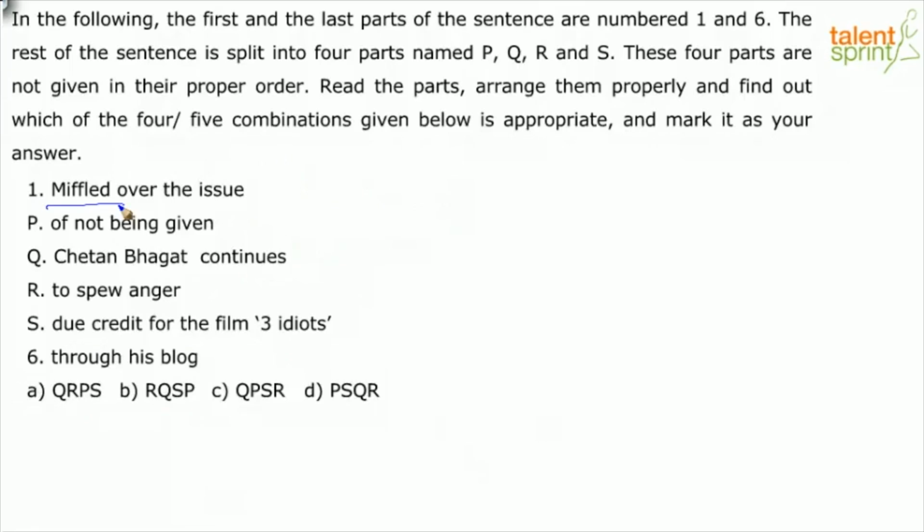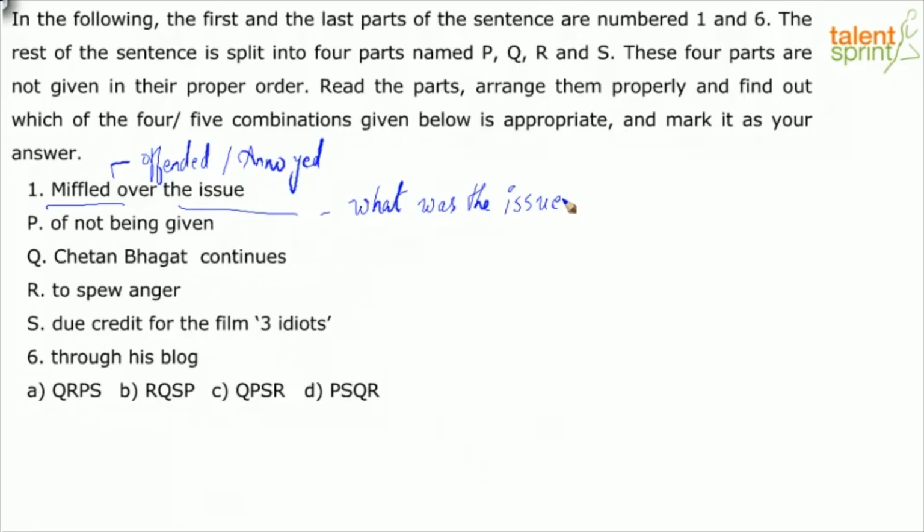So what was the issue? Right, I'm asking questions again. So I understand the meaning that this word brings in the context, right? Miffled, which means I'm either offended or annoyed that something is not going the way I want it to. So the issue is of not being given due credit for the film 3 Idiots. That's the issue. This person, Chetan Bhagat, did not receive due credit for this film 3 Idiots. So look at the last part. The last part is through this blog.